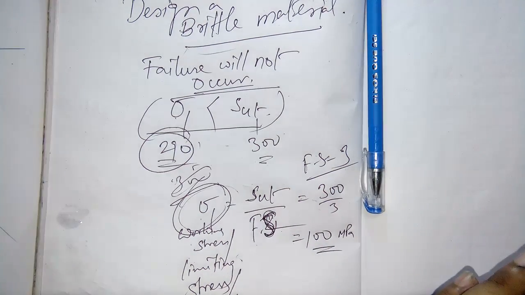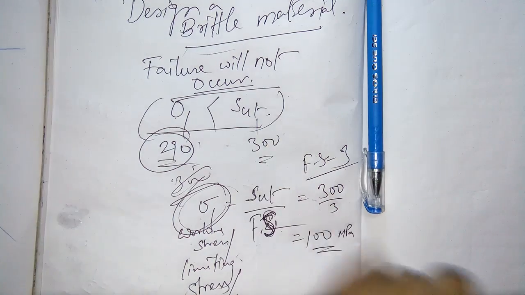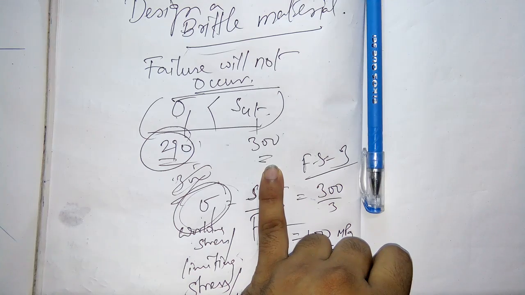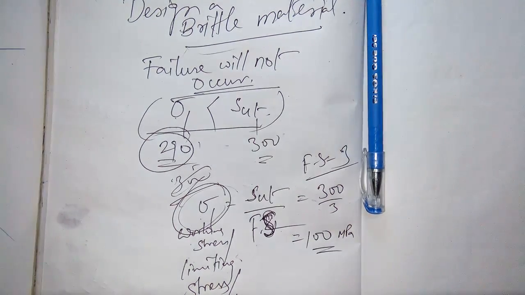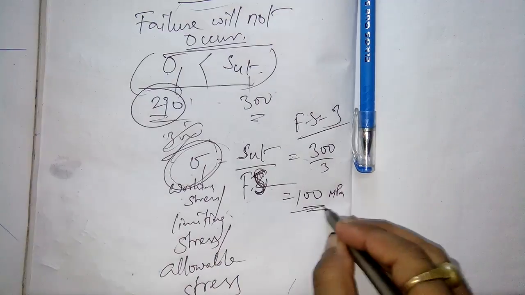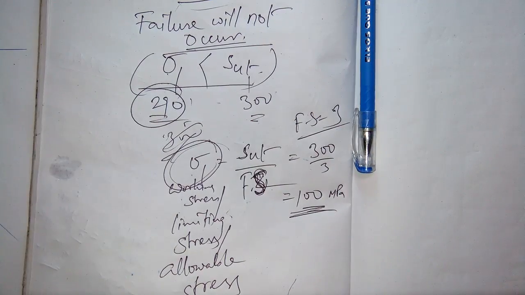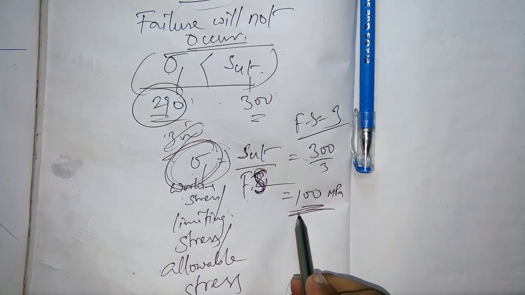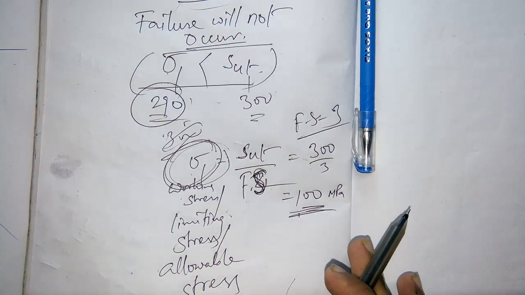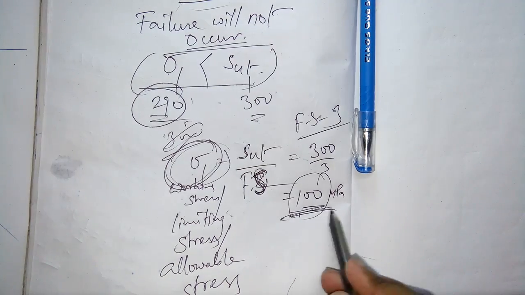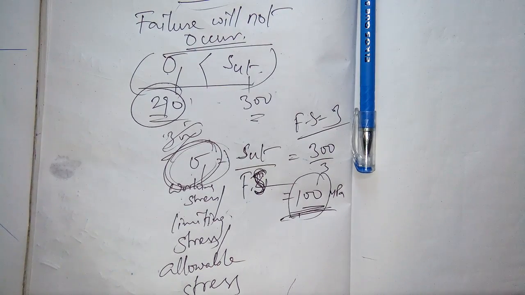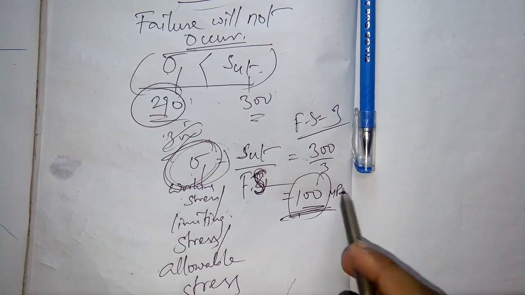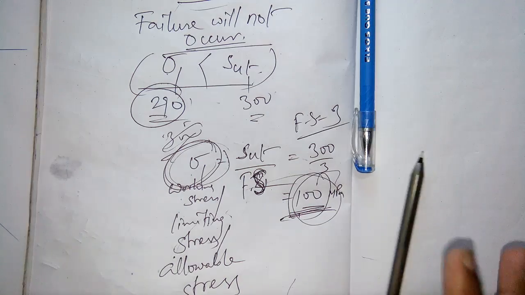Do not go more than that, because that may prove risky. I know that it is not going to fail until it reaches 300, but still, for safety purposes, we will consider it 100. So the maximum stress that can be induced, or the limiting stress, or the working stress, must be equal to 100 megapascal. So my load should be such that the stress induced due to that load must not be more than 100 megapascal in this example.